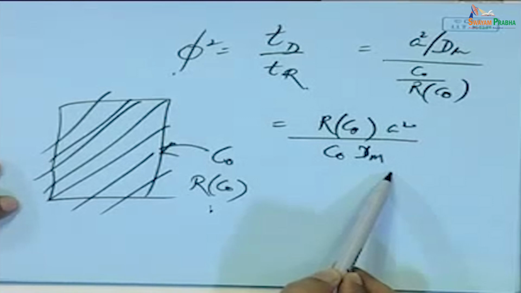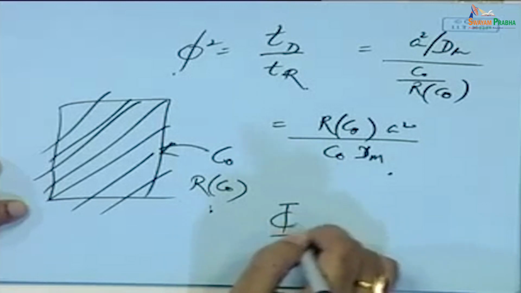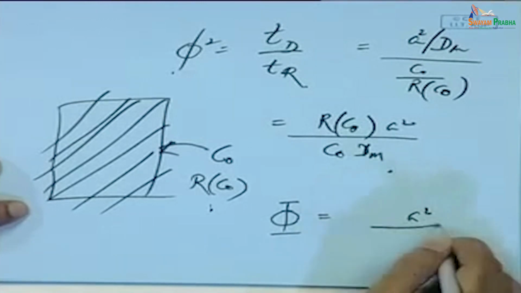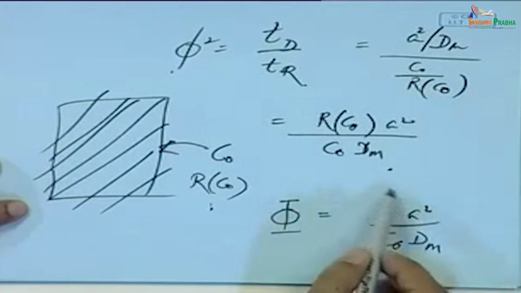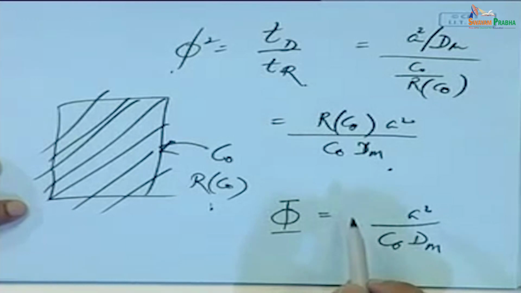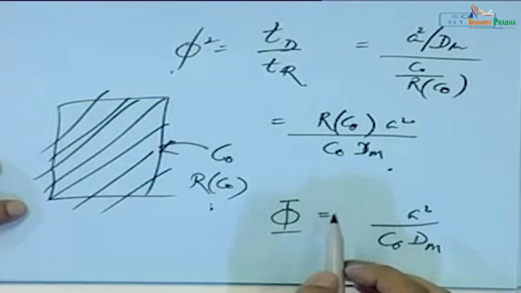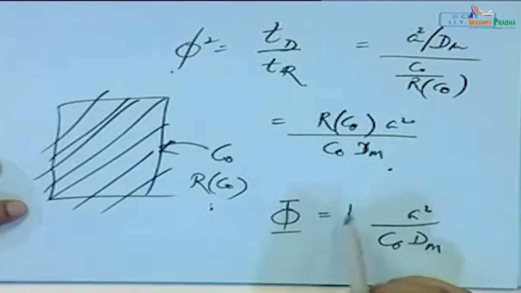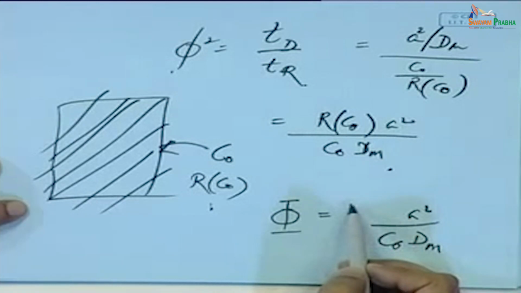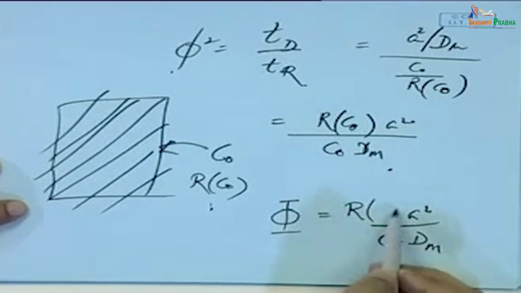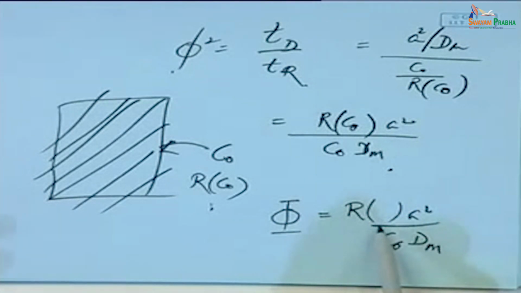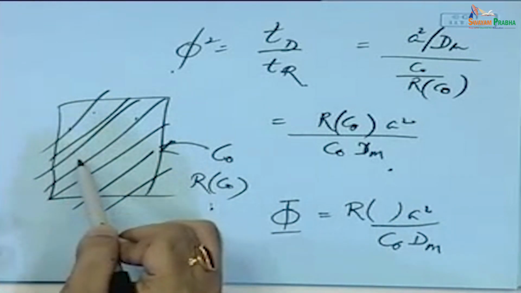What I'm trying to say is that this is not the correct representation of the Thiele modulus. If I want to call my observed Thiele modulus as this, then this should be a square C naught over D_m, that is fine, then something else over here, the reaction rate evaluated somewhere else. Where? Where is it evaluated? Where should this be evaluated? Because it varies from point to point, right?